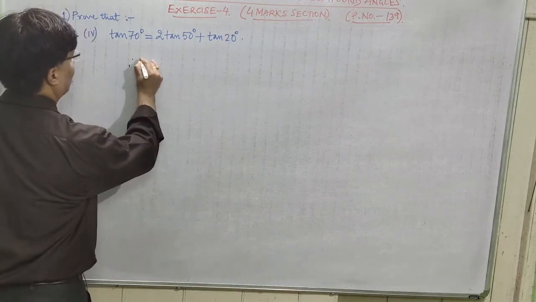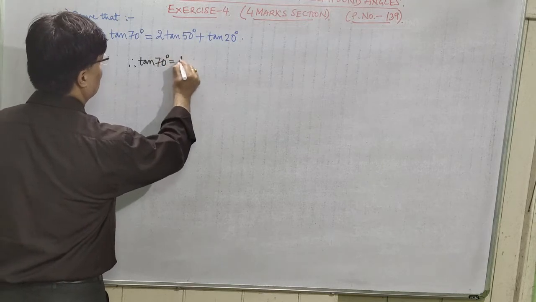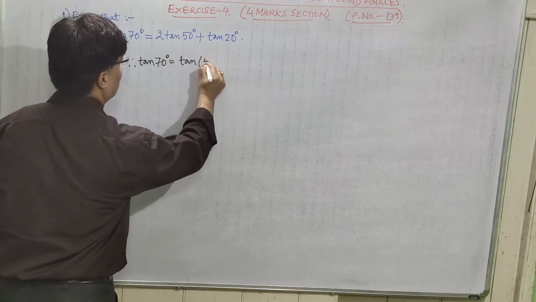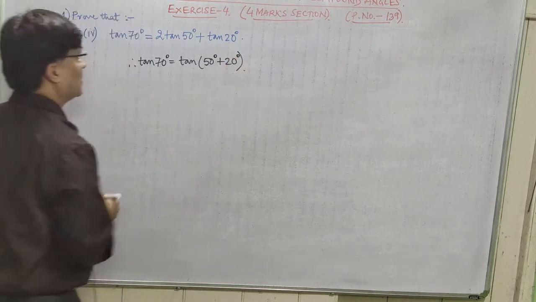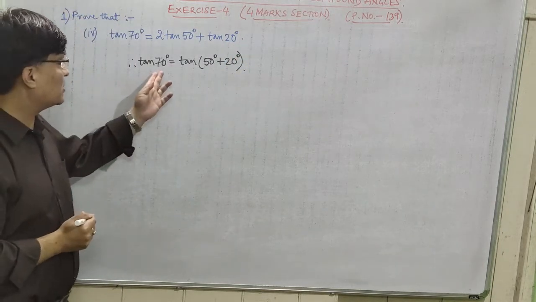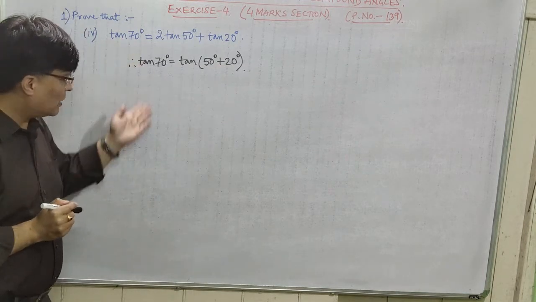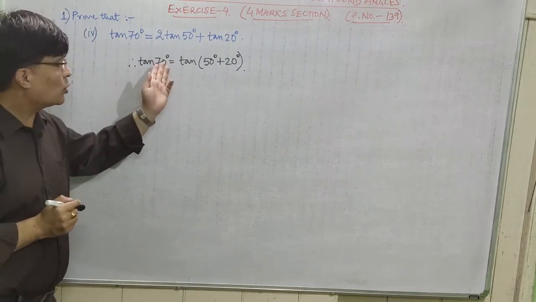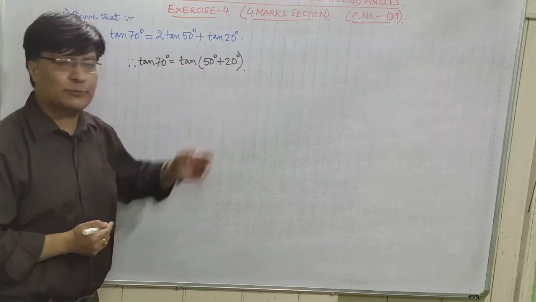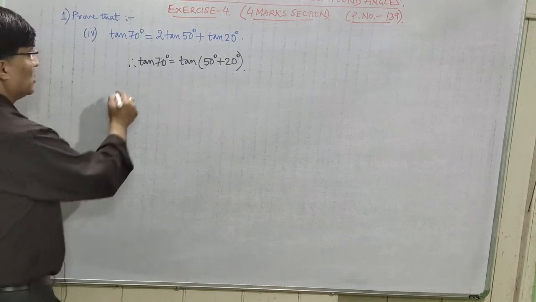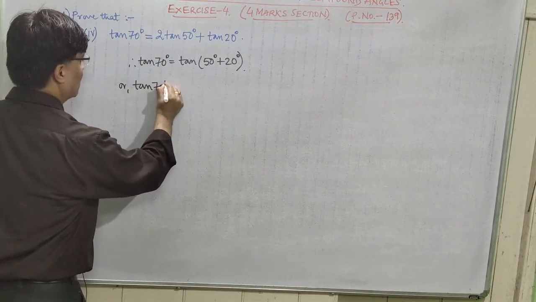So we know that tan 70 degree is equal to tan of 50 degree plus 20 degree, right? This 70 degree can be written as 50 degree plus 20 degree. Now keep the left hand side as it is. So simplify this right hand side. You can use the formula of tan of A plus B on the right hand side, isn't it? So tan 70 degree is kept as it is on the left hand side.